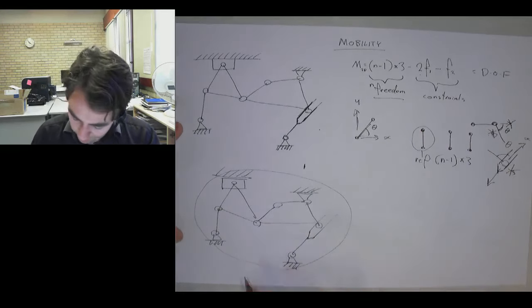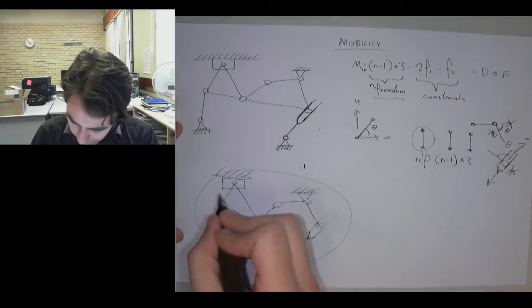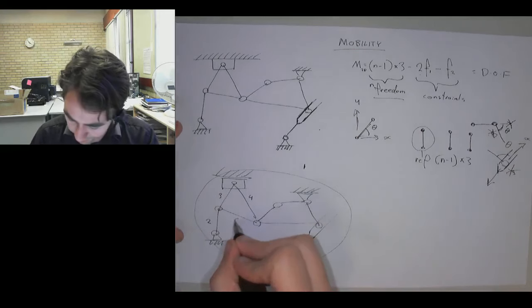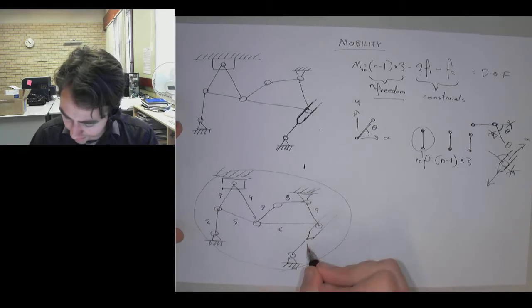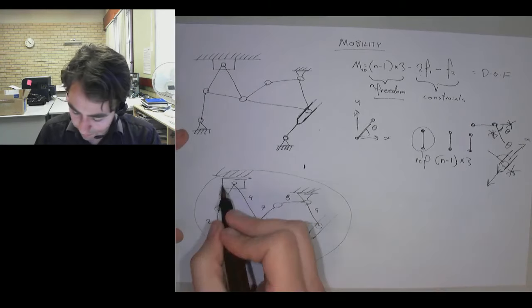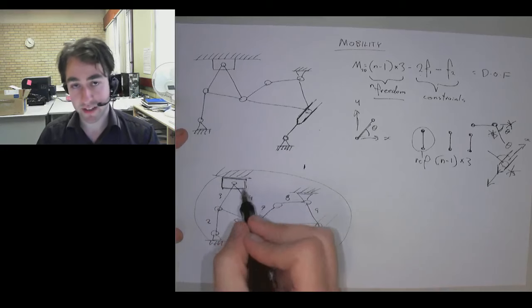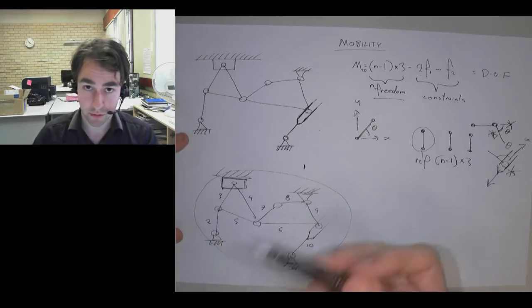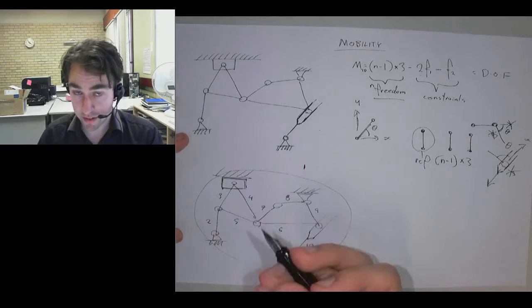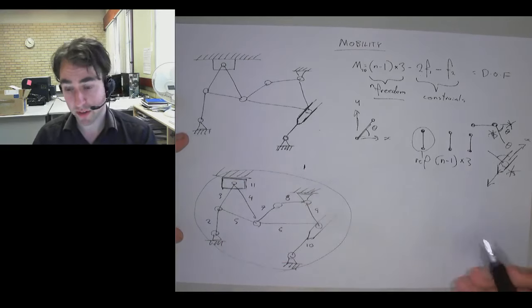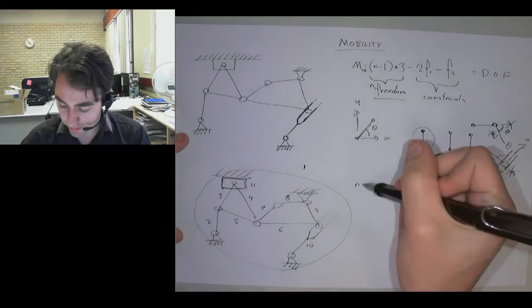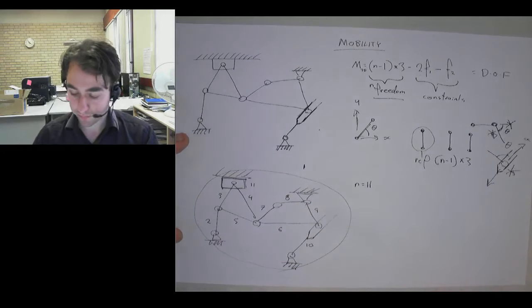So going through now, call this one link 2, 3, 4, 5, 6, 7, 8, 9, and 10. And finally, any body that is allowed to move with respect to the reference state is essentially a link. So any rigid body. So this here, this sliding block, is also going to be a link. So the number of links is going to be 11.